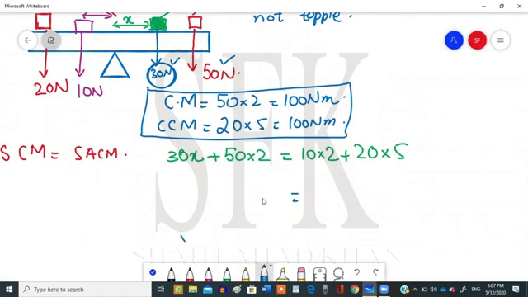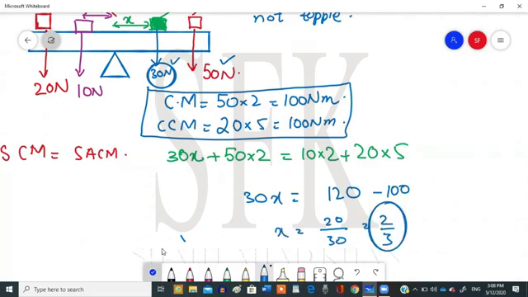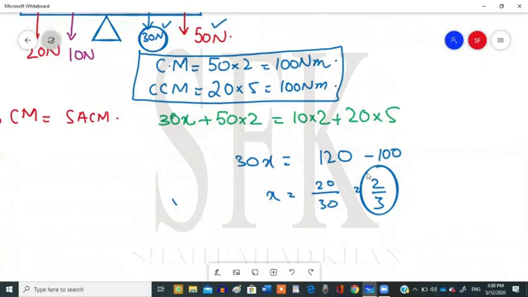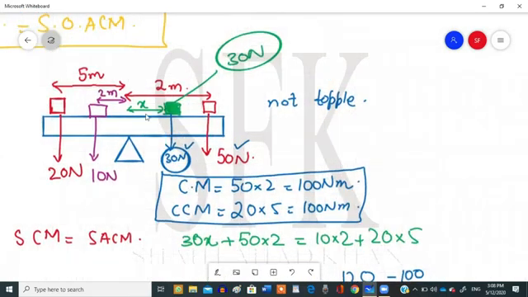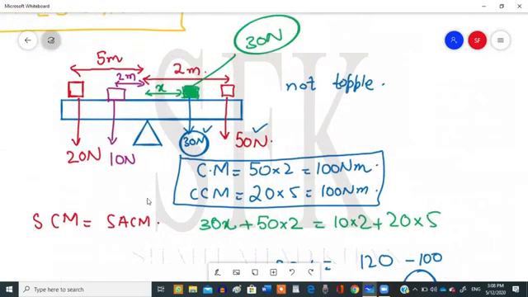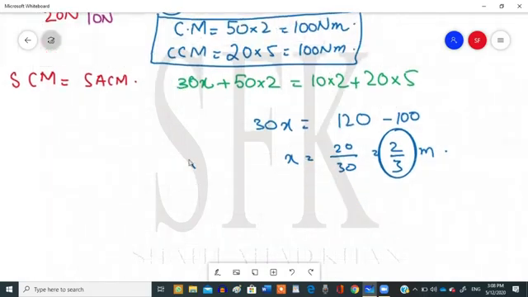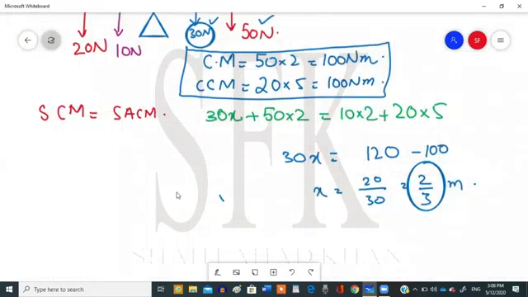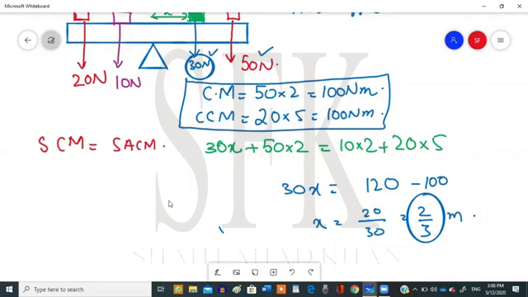Do you have the answer to it? 120 minus 100 equals 30x. What's the answer? Isn't it 2 upon 3? Yes, it's 2 upon 3 meters. So we have to place the 30 Newton block at a distance of 0.67 meters, or 2 upon 3 meters, to the right. So this was the second condition of equilibrium, or the principle of moments.